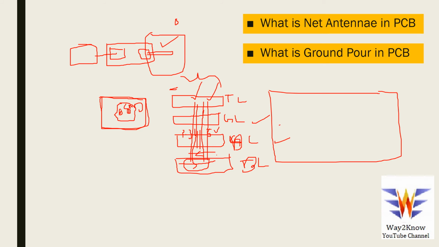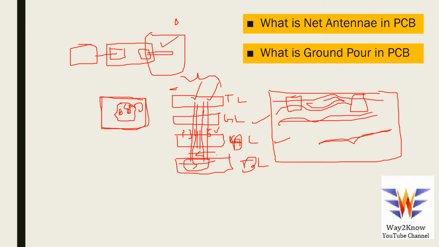Let us assume I have traces this way. They'll be straight, or you might have routed this way. So now let us assume I have something like this. Okay, and if I have some IC here, for example, the space between these two traces, generally the PCB designers fill with a small copper area. This is called a copper pour.